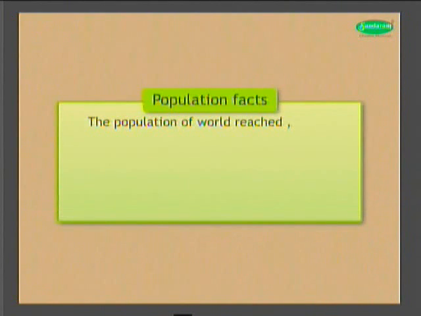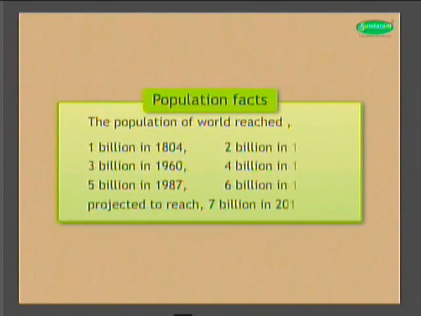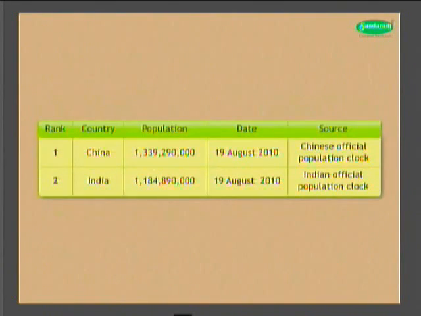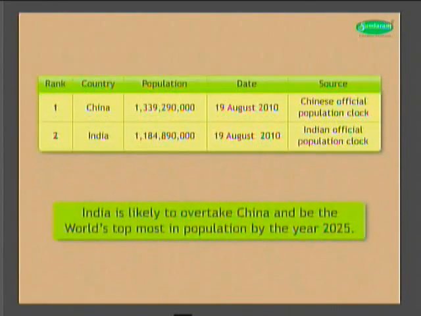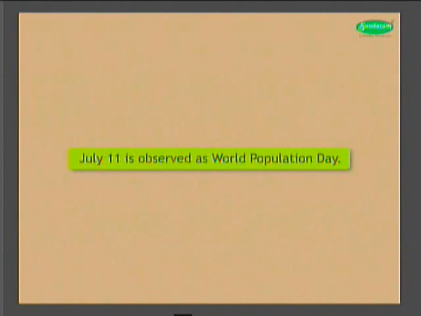Population facts. The population of world has reached 7 billion in 2011. With the present trend of population growth, India is likely to overtake China and be the world's topmost in population by the year 2025. Students, do you know that July 11th is observed as World Population Day?